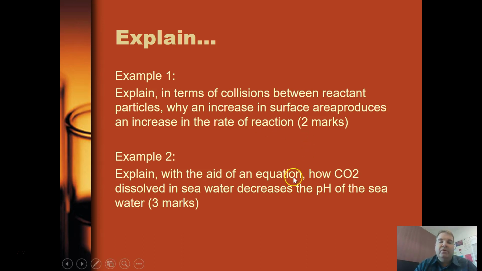Or explain with the aid of an equation how CO2, and that should be subscript again, sorry, dissolved in seawater decreases the pH of the seawater. So this time it's with the aid of an equation. So you're going to get 1 mark for having an equation in here.